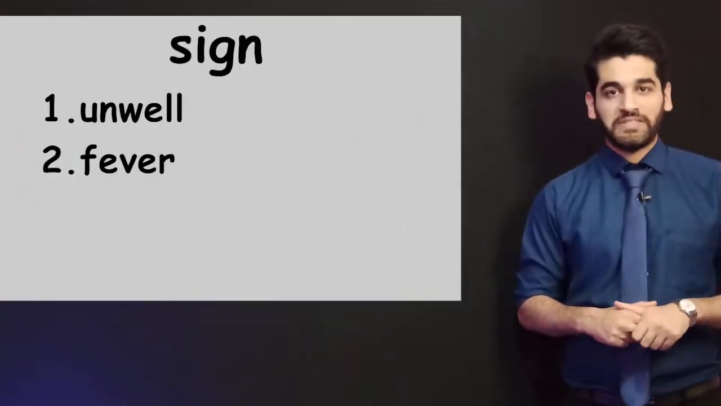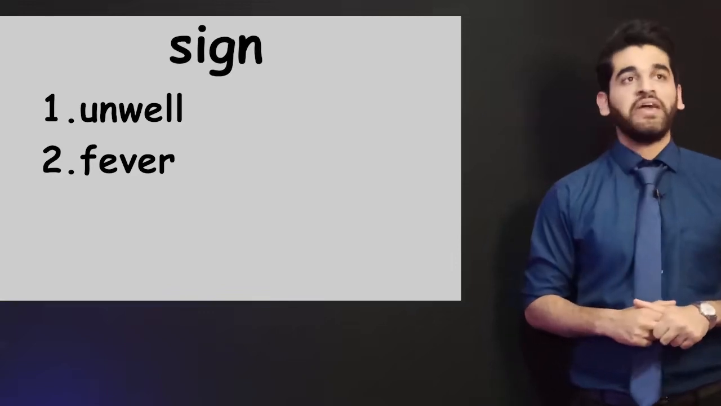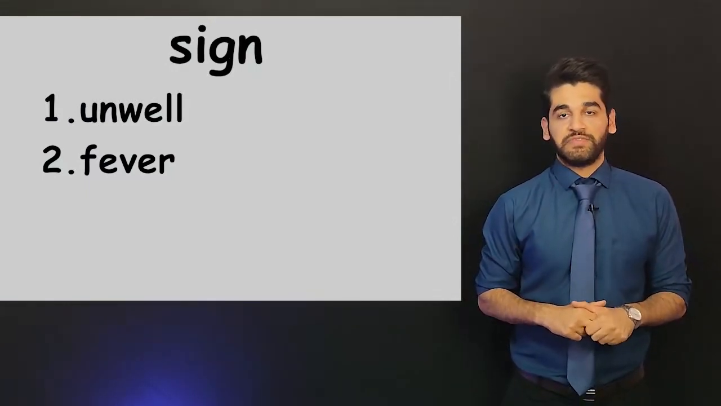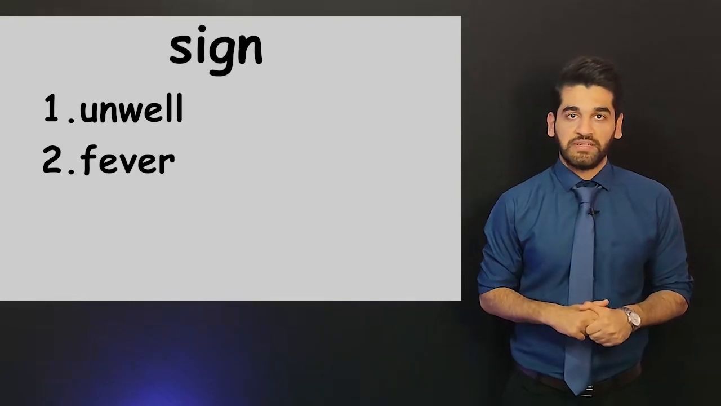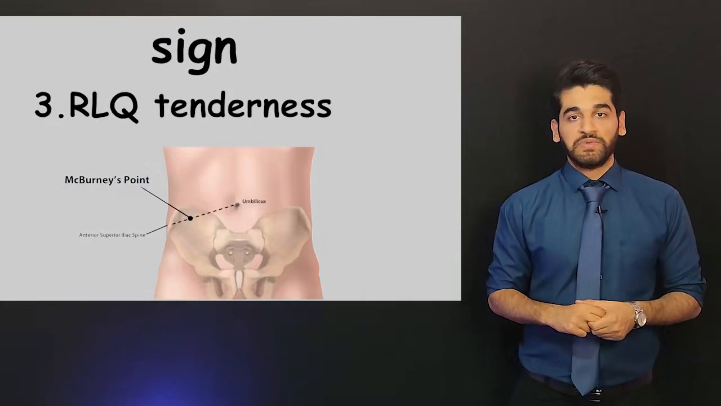Now let's talk about appendicitis signs. The patient seems unwell and may be flushed at first and then become pale. Low-grade fevers reaching 38.3 centigrade may be present, and higher grades occur as the inflammation progresses. Another sign is right lower quadrant tenderness, usually at McBurney's point.